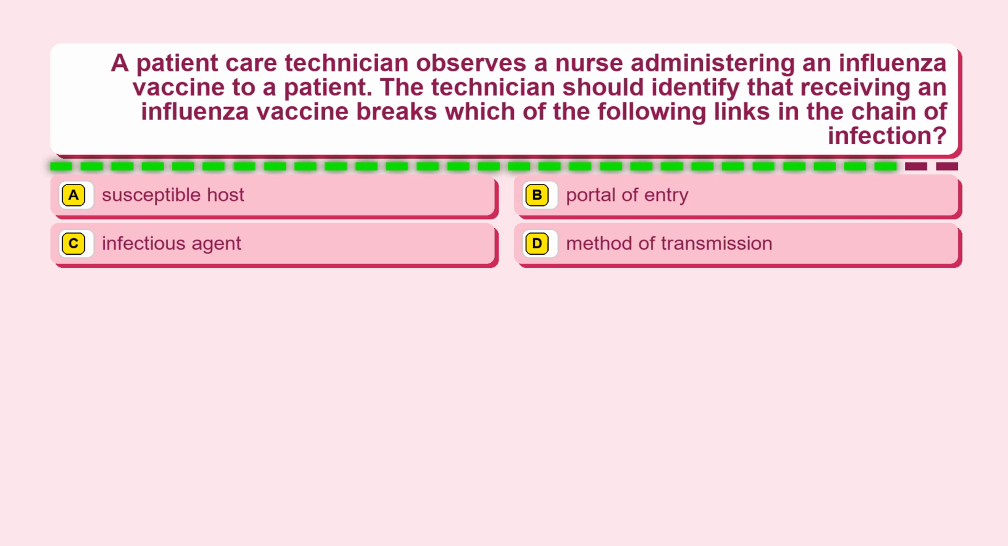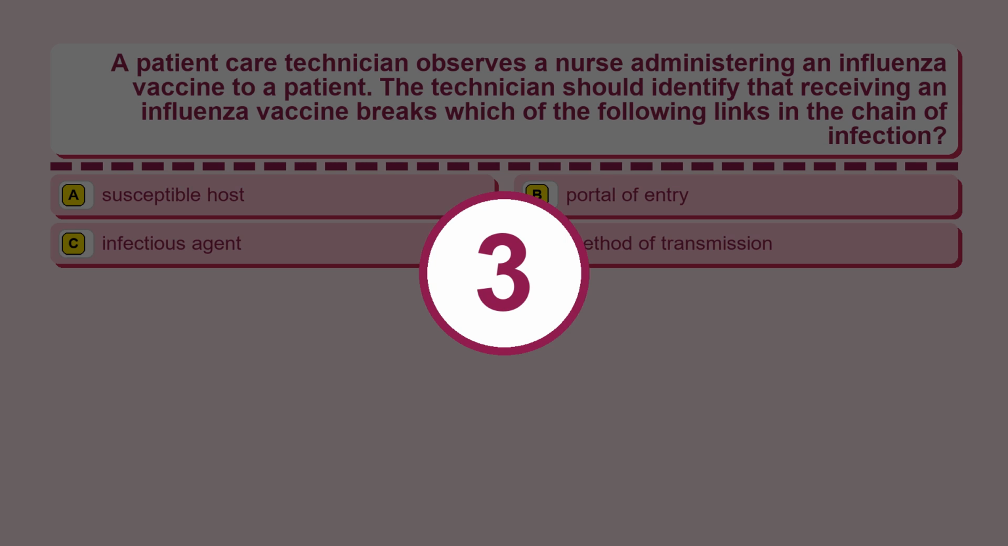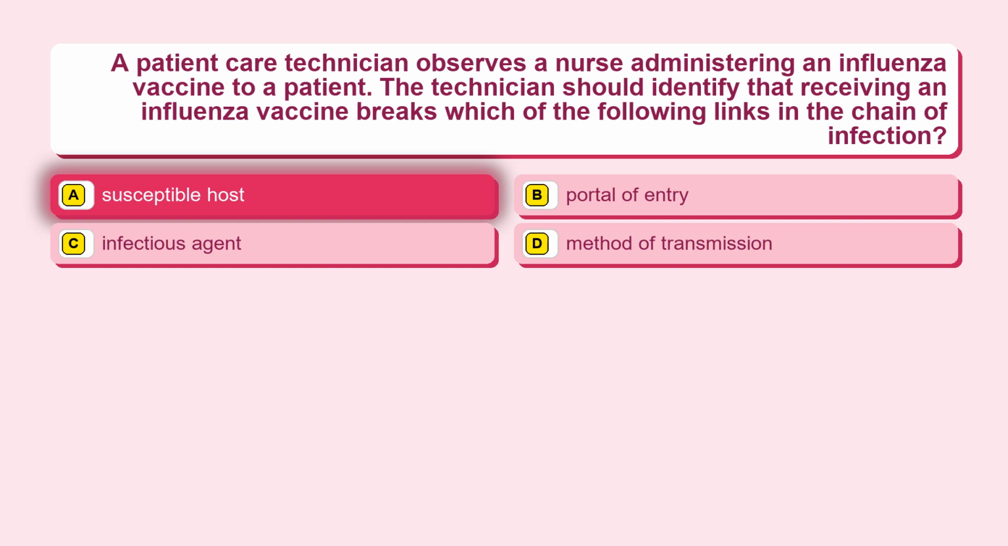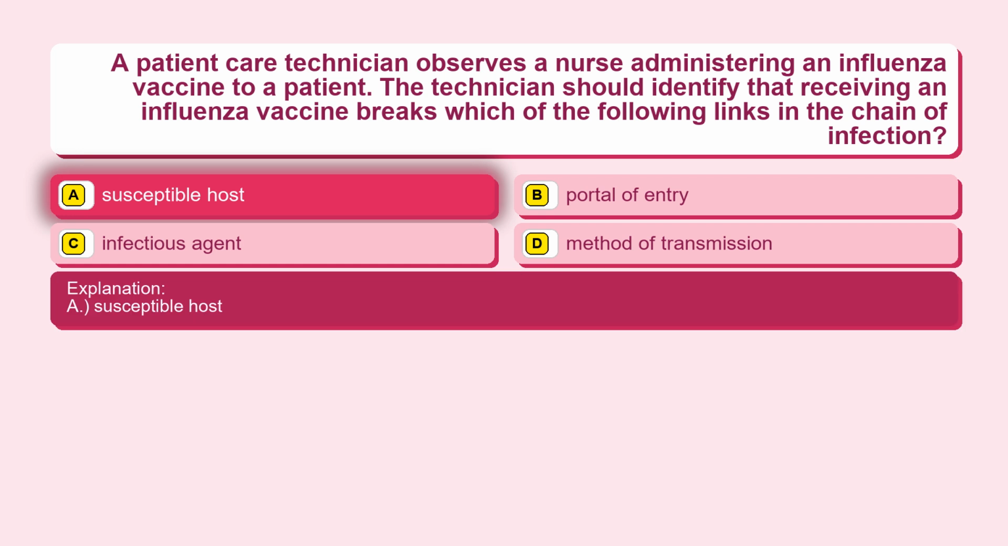Question 16. A patient care technician observes a nurse administering an influenza vaccine to a patient. The technician should identify that receiving an influenza vaccine breaks which of the following links in the chain of infection? Option A, susceptible host. Option B, portal of entry. Option C, infectious agent. Option D, method of transmission. The correct answer is option A, susceptible host.